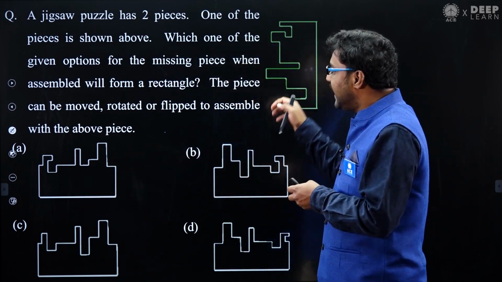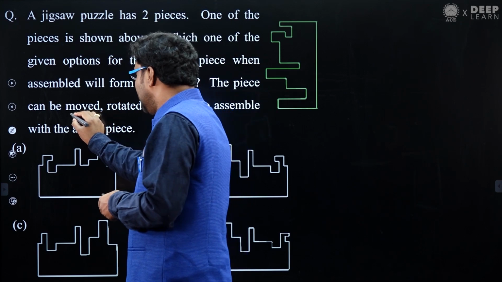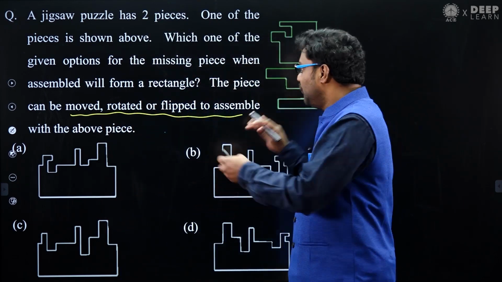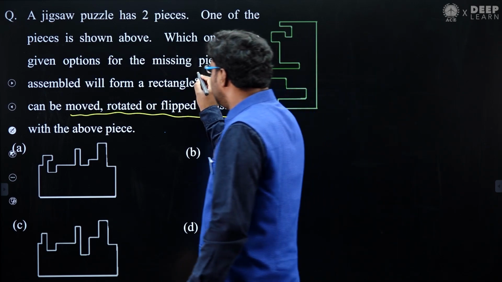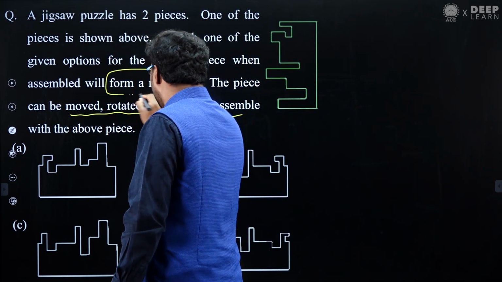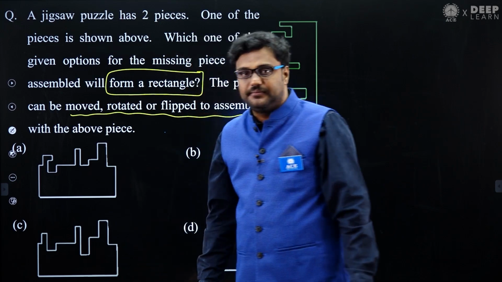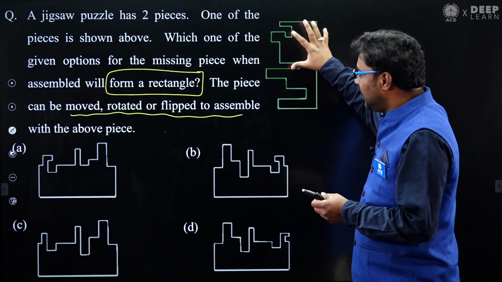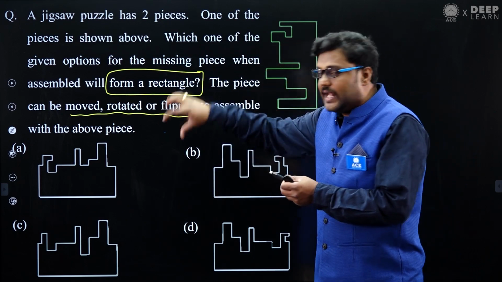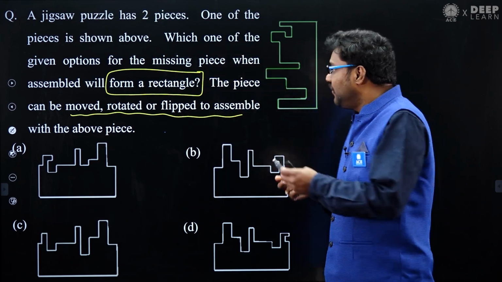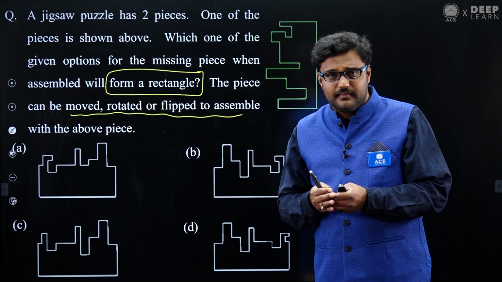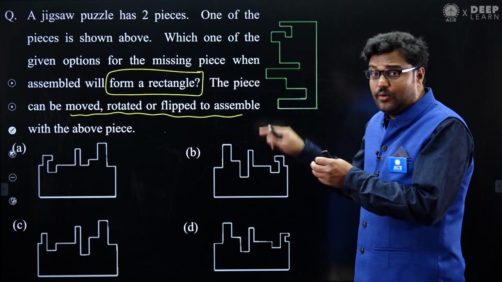You can rotate this diagram. You can move, rotate or flip to assemble these two pieces. Finally, your goal is to form a rectangle. You want to form a rectangle, my dear friends. For this given question diagram, which option diagram do we have to map so that we get a rectangle finally?